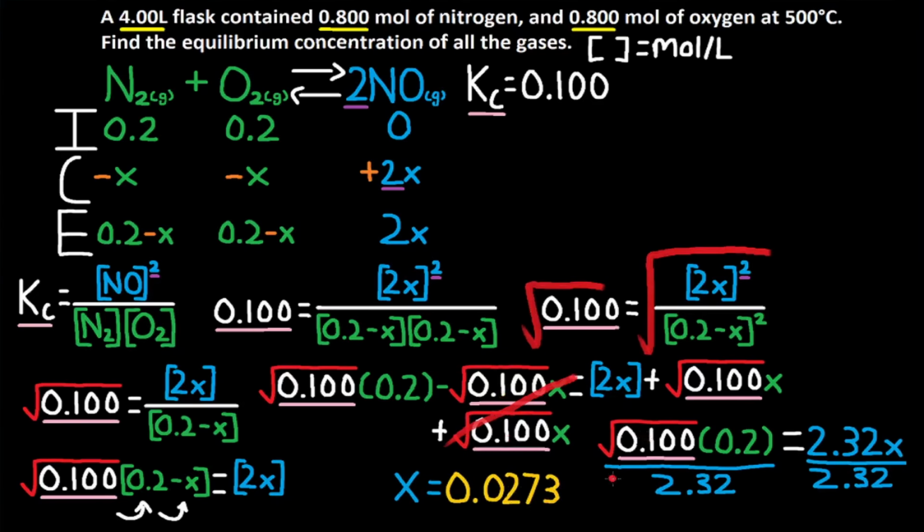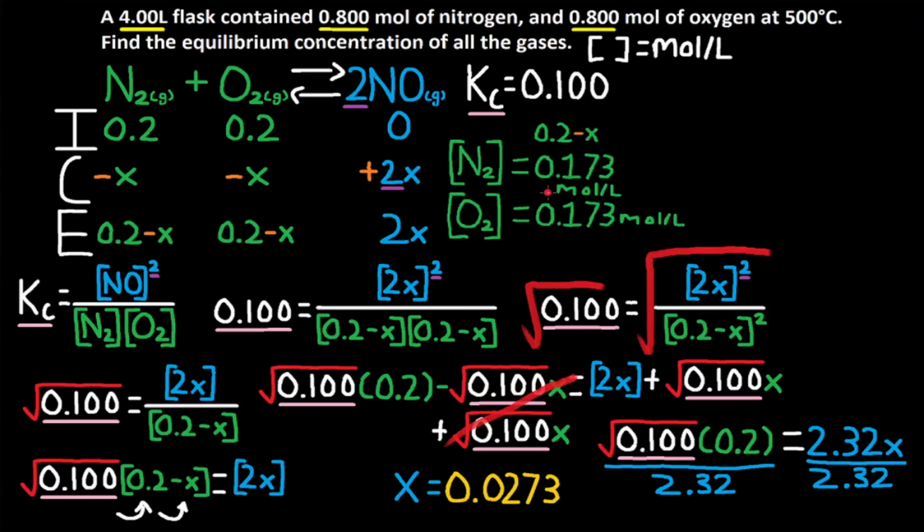Now that we have the x value, we can find the equilibrium concentration of all the gases. We set the equilibrium concentrations of N2 and O2 equal to 0.2 minus x. So we do 0.2 minus the x value we got, and that gets an answer of 0.173 moles per liter, rounded. And we said for NO, it is equal to 2x. So for 2x, we just multiply the x value you got by 2, and that gets us 0.0546 moles per liter, rounded.